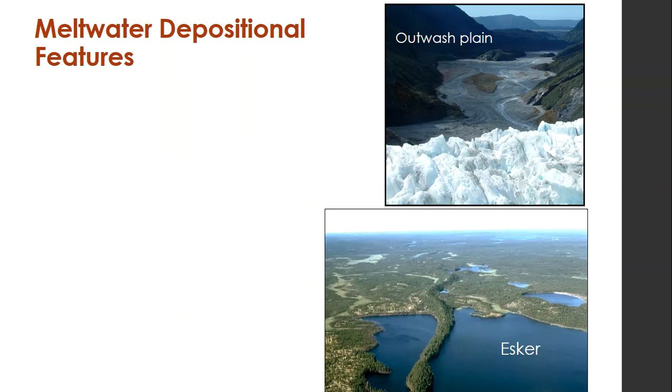We also get depositional features that just happen from the water that is melting at the end of the glacier and not the glacier itself. So something called outwash plains, which are flat areas beyond the terminus of the glacier that are just being eroded by that meltwater. They're very similar to a floodplain.